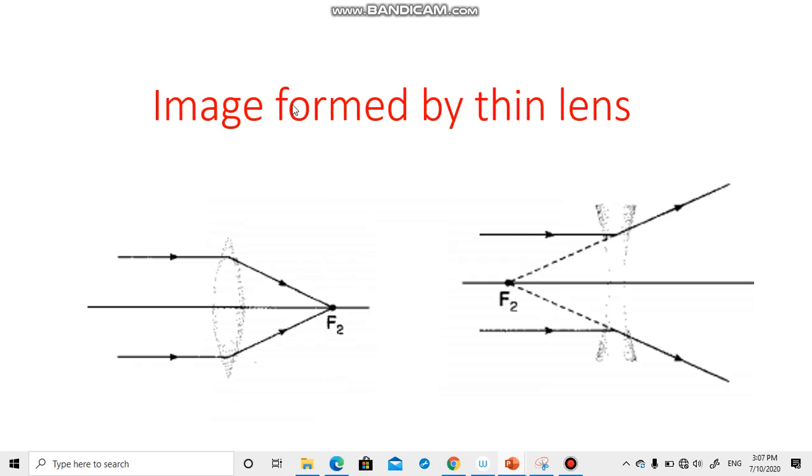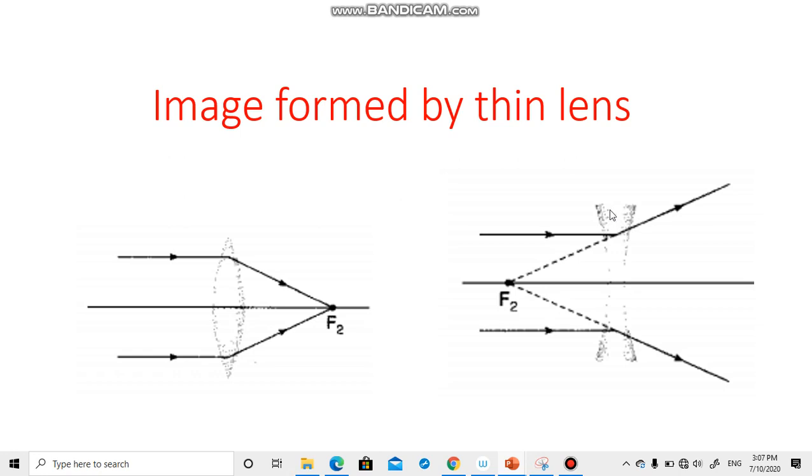This is the image formed by a thin lens. Now the rules here, let us just recap them. This is a convex lens, and rays which are entering parallel to the principal axis converge at a focus. This we are calling the second focus.